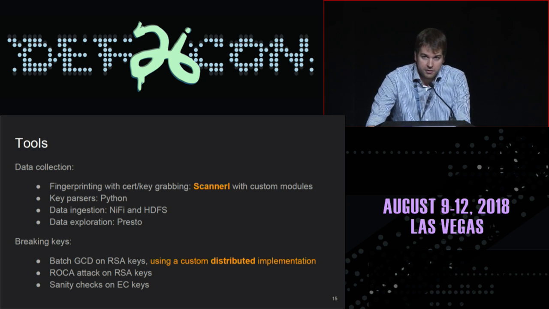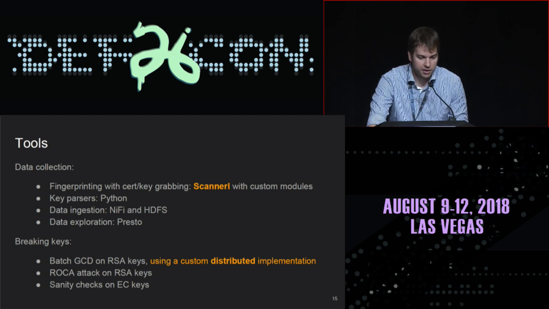Then for breaking keys. Now that we have them in our database, we wrote a tool in Chapel to compute the batch-GCD of all of those keys. So basically computing the GCD between every pair of RSA moduli in there. This is a distributed implementation, so it basically scales. You can throw more machines at it. It's constant in memory. If you just need it to be faster, you just add more machines. We also check for the ROCA vulnerability, and we run some checks on EC keys, like invalid parameters, key lengths, and so on.